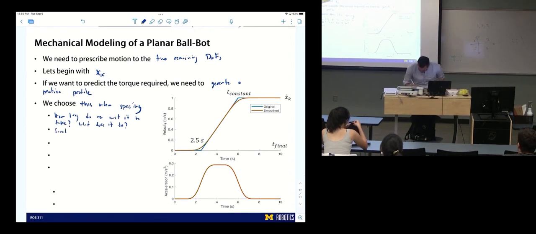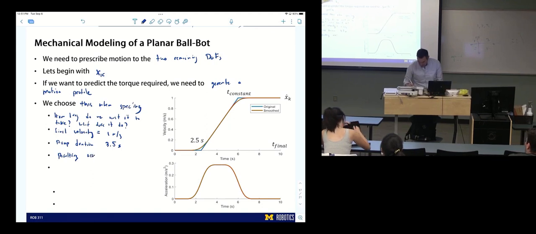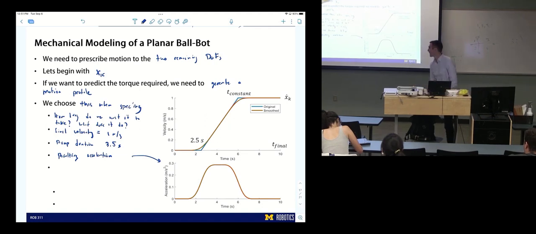So final velocity is 1 meter per second. Ramp duration, 3.5 seconds. That creates a resulting acceleration, which looks like this. So we want it to accelerate at something like 0.25 meters per second per second.